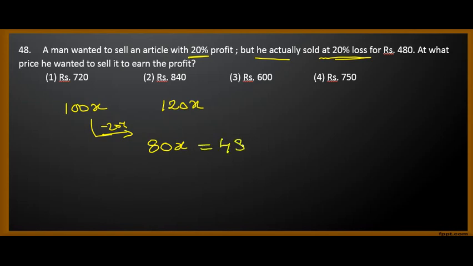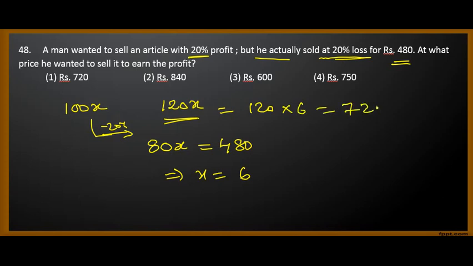So that equals 480 given in the question. This implies x is equal to how much? 6. But he has to sell it for how much? 120x. So he wanted to sell it at 120x to earn the profit. So 120 into 6, which is equal to 720. So the answer is option 1.